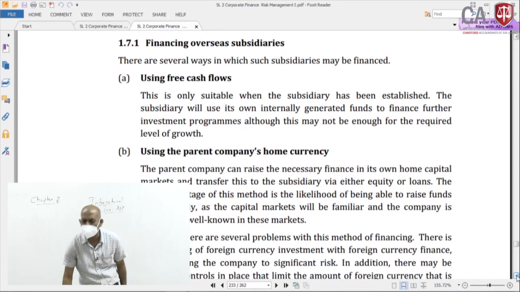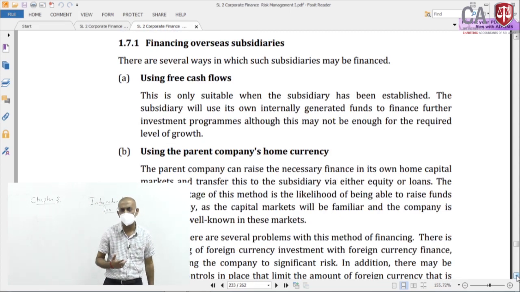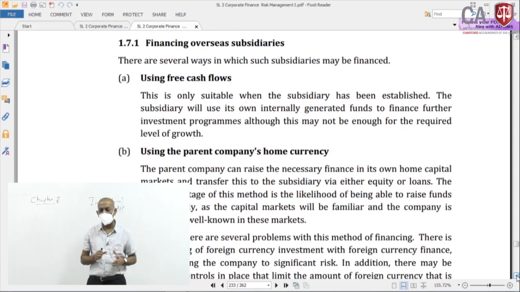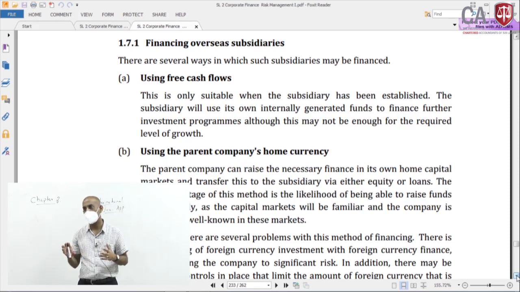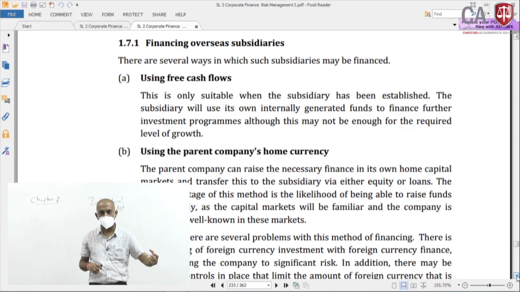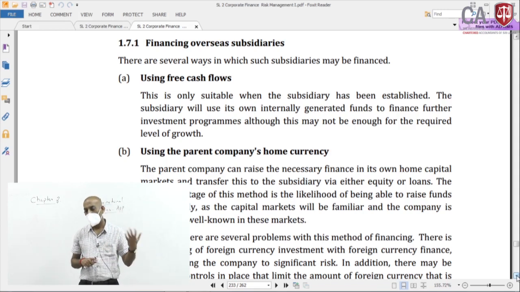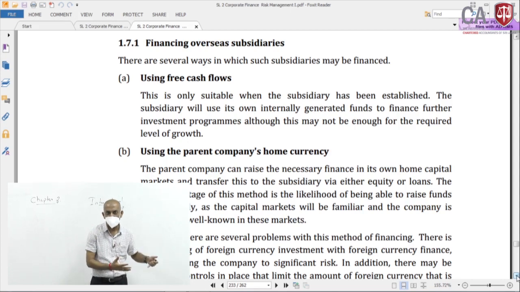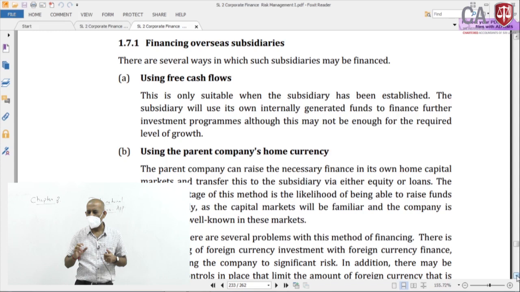Then how do you finance the overseas subsidiaries? Generally you will be using the respective subsidiary company's cash flows. From that you can manage your financing requirement. When you are going to invest, say for example you start a hotel in Maldives, in order to invest in the hotel refurbishment or some capital expenditure, you need money. One way is to generate cash flow in that country and fund that. Or you can use the parent company's home currency. The parent company will raise the money in Sri Lanka and send the money to, say, Maldives. Or you might say that the local company should raise the finance on their own.